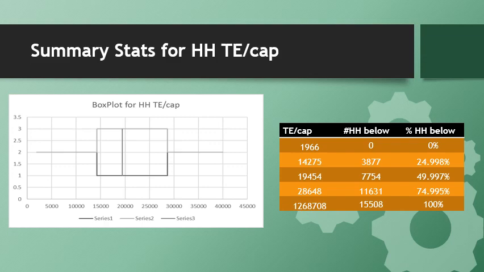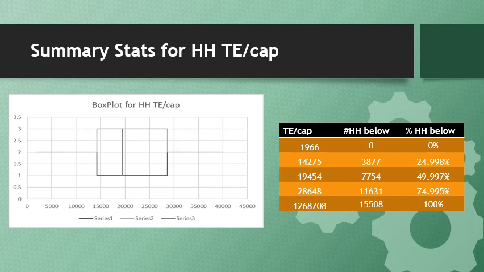The median is 19,454. Below this value, you have 7,754 households, which is about half of the data set. So about half of the households have total expenditure per capita below 19,454, and half of them have above this number. Then 28,648 is the third quartile.